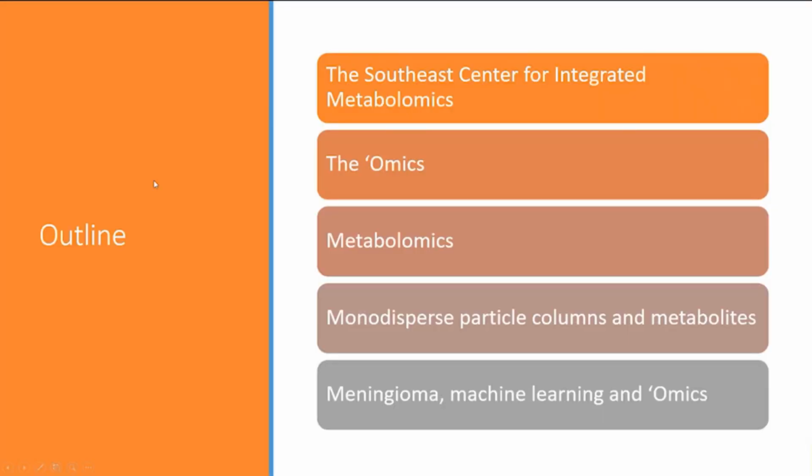So today I'm going to give you a short outline of our center at the University of Florida called the Southeast Center for Integrated Metabolomics. I'll then move into talking about the omics and specifically talking about metabolomics. I'll give you an introduction into monodisperse particle columns and some examples of how they're separating small molecule isomers. And then I'll talk about a couple of different disease examples. One primarily I'll talk about is meningioma and how we used a multi-omic approach to try to identify biomarkers.